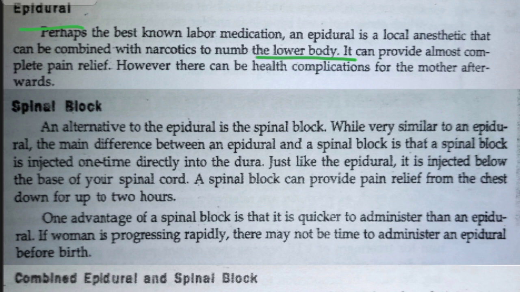That is walking epidural. And next we have a spinal block. It is also administered in the spinal cord, but below the epidural, that is, at the base of the spinal cord. After administering, this blocks below the chest. From below the chest you can feel nothing, and it lasts for 2 hours. The benefit of the spinal block is that it can be administered easily and it works better than epidural.